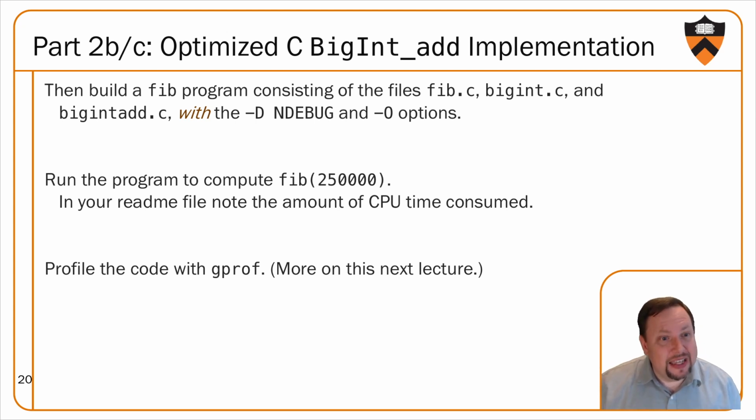For part C, we actually want you to figure out where the code is spending all of its time. So if you're going to put effort into optimizing the code yourself, obviously you want to put effort where it is necessary. You don't want to be optimizing parts of the code that don't matter. And so there's a tool called gprof that'll tell you exactly where the code is spending all of its time. And you'll see more about that in the next lecture.